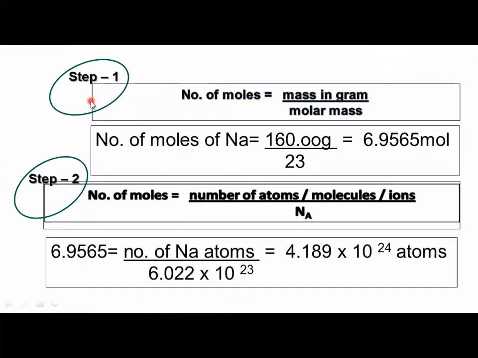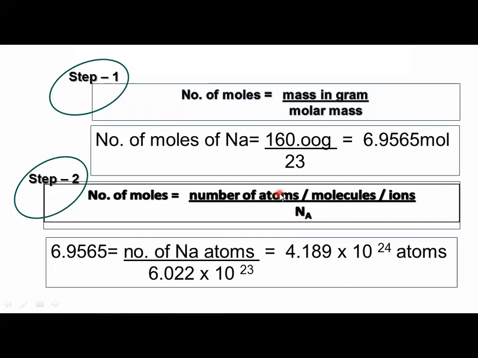We can solve this problem with the help of formula. In the first step, we calculate the number of moles. Number of moles is the mass in gram divided by molar mass. In the question, mass of sodium is given as 160 and molar mass of sodium is 23. We get 6.9565 moles of sodium atoms. Now, step number two. In step number two, we calculate the number of atoms with the help of the formula: number of molecules is equal to number of atoms divided by Avogadro constant.